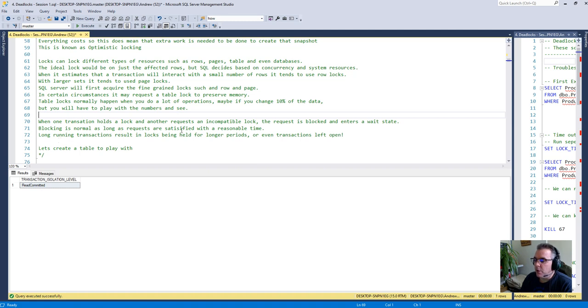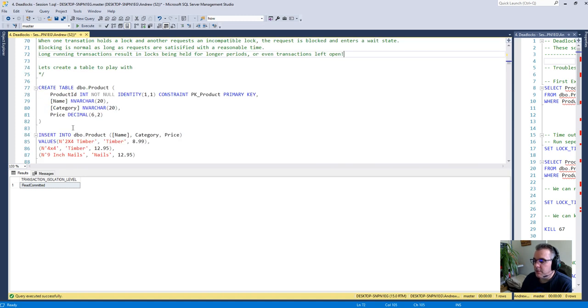When a transaction holds a lock and another requests an incompatible lock, the other request is blocked and enters what's known as a wait state. Blocking is normal as long as requests are satisfied within a reasonable time. Long-running transactions result in locks being held for longer periods, or even transactions left open.